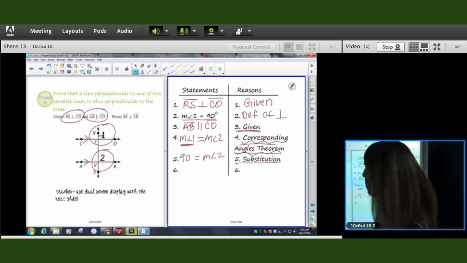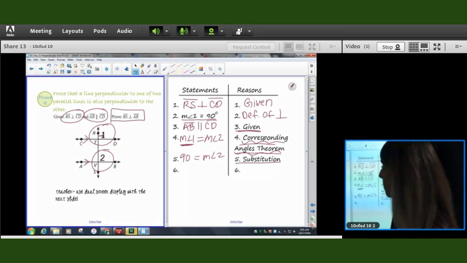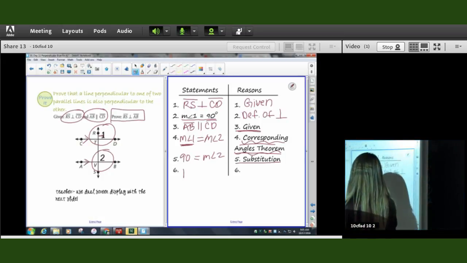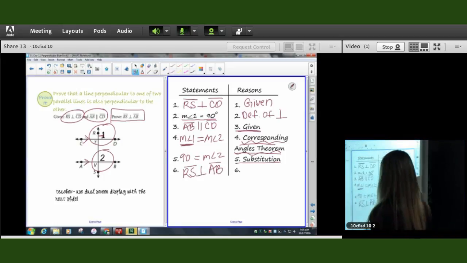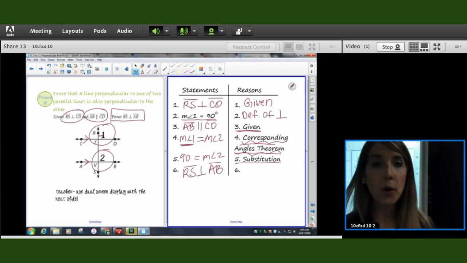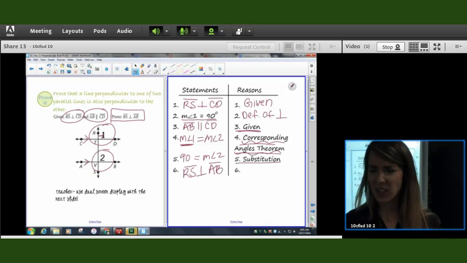How do you end a proof? You start with the given and you end with the proof. Segment RS is perpendicular to segment AB. And the reason, you don't put prove. Prove is not a reason. The reason, well, let's look at it.